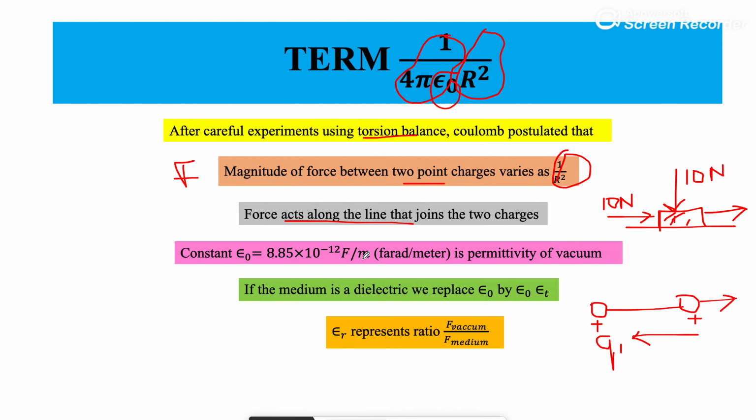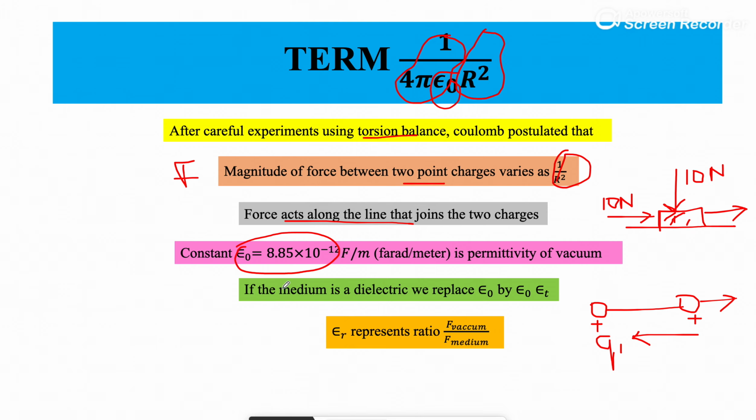Farad, if you remember, is the unit in which you define capacitance. So you might suspect that epsilon naught has something to do with capacitance, and you will be right. This is known as the permittivity of vacuum. Now instead of vacuum, you can take two charges and put them in a material. That material is called a dielectric material.